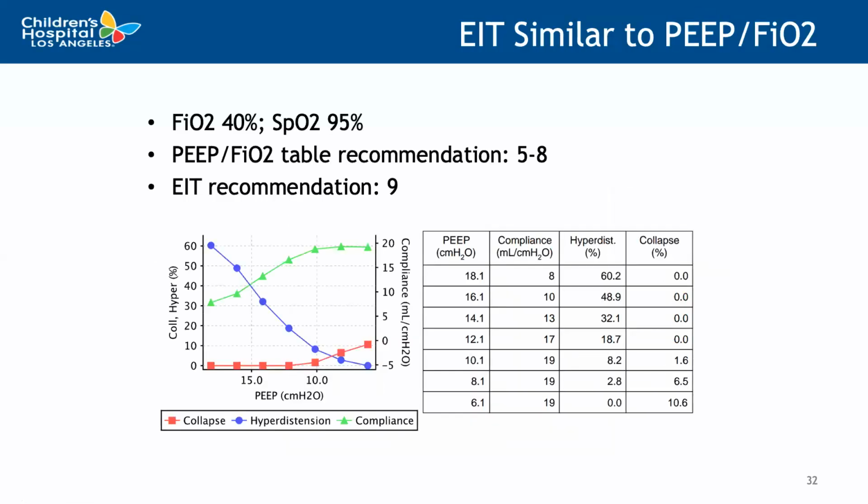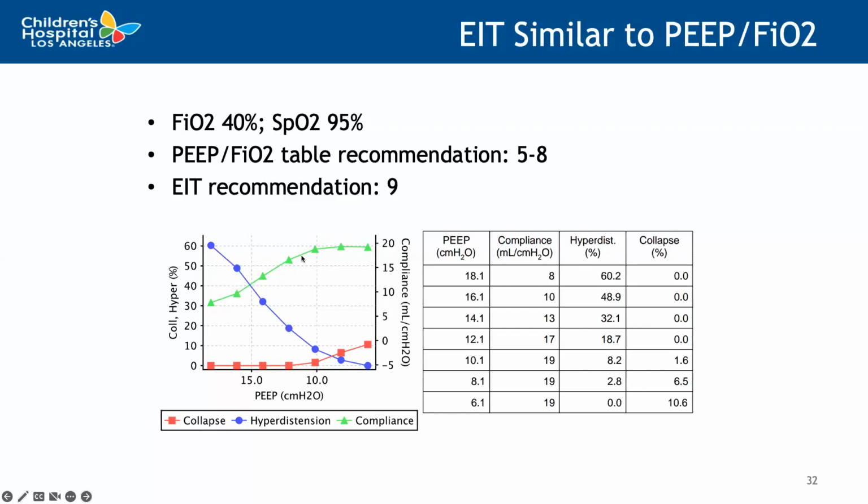So here are some examples of the reports that are produced from this PEEP titration tool. This particular patient was on a FiO2 of 40%, saturating 95%. Their PEEP FiO2 table recommended PEEP would be 5 to 8 centimeters of water, and their EIT recommended PEEP is 9. So pretty in line with the PEEP FiO2 table. The report also gives you not only their PEEP, but also the compliance, as well as the quantification of overdistension and collapse. And you can see that in the different curves here. So again, blue is overdistension, red is collapse, and then green is the compliance curve.